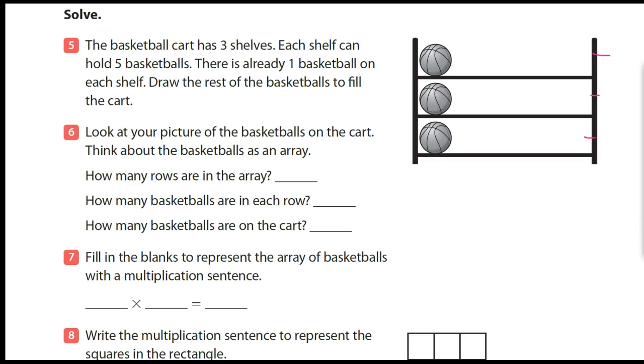Okay. Each shelf can hold how many basketballs? 5. There is already 1 basketball on each shelf. Draw the rest of the basketballs to fill in the card. So what am I going to do? Draw the rest. So if I already have 1 basketball, how many basketballs do I need to draw? 4 more. On each shelf or line, correct.